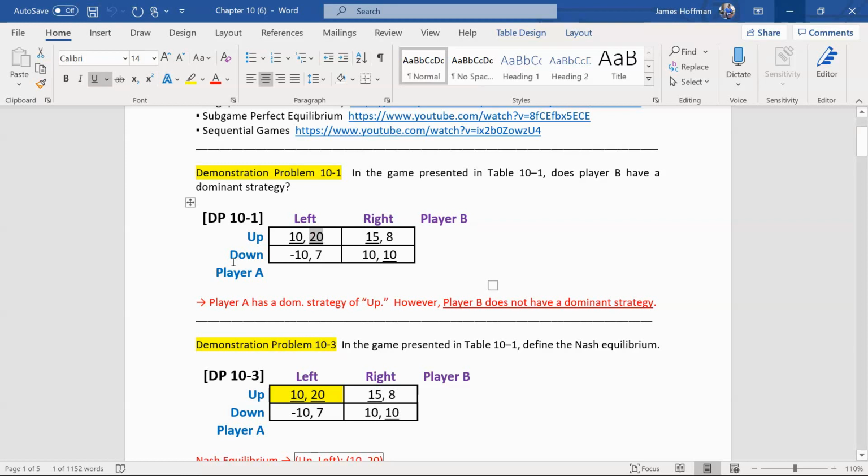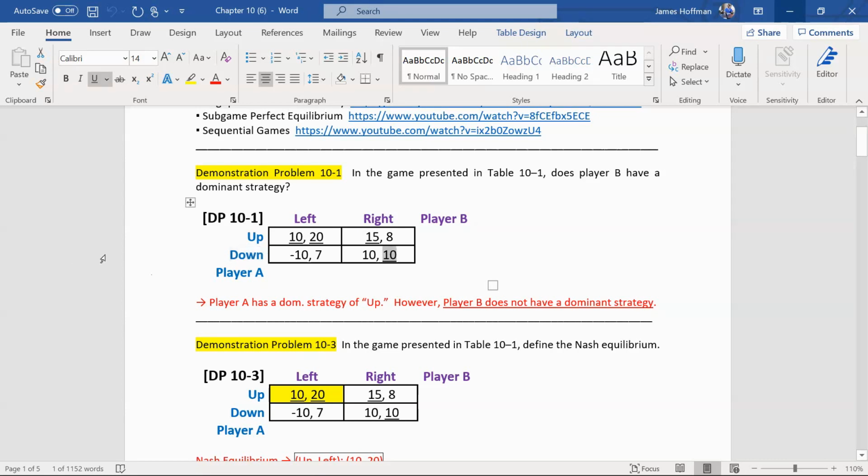Alright, so I underline that there. And then, but if player A goes down, player B will go left and get 7, or player B can go right and get 10. So in this case, player A goes down, player B is going to go right and get 10.